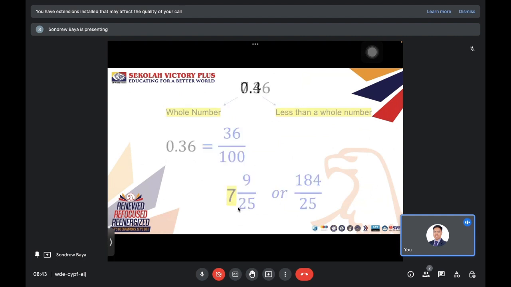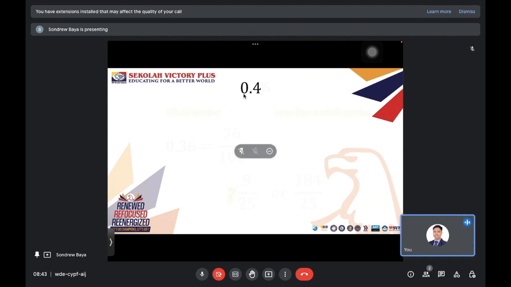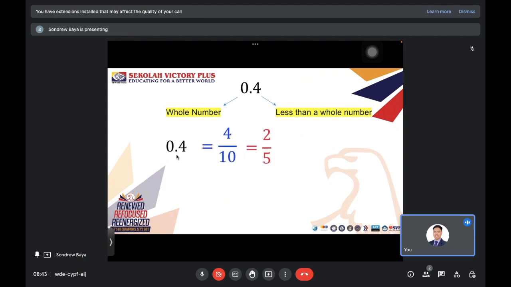Another example is 0.4. So in this case, we can see that there is no whole number part. So this must be a proper fraction. So we can just simply focus on the decimal part, 0.4. So how many digits can you see after the decimal place? There's only 1. Therefore, this will be equal to 4 without the decimal over a power of 10 with 1 zero, and that's 10. Reduce it, we got 2/5, and that's done. Alright?